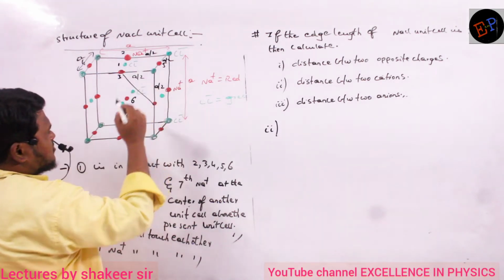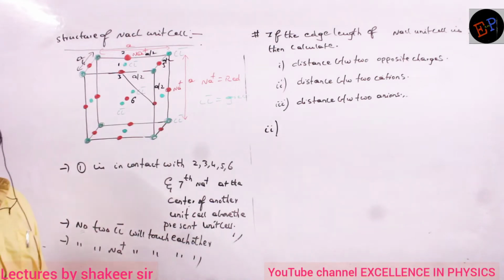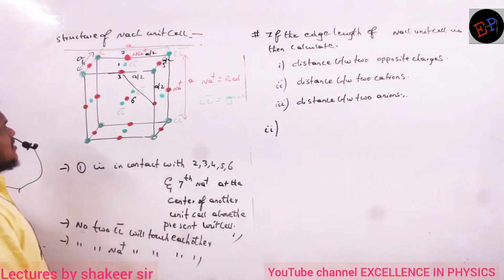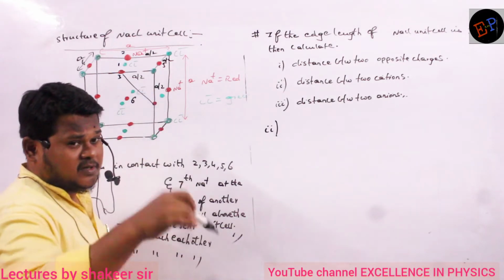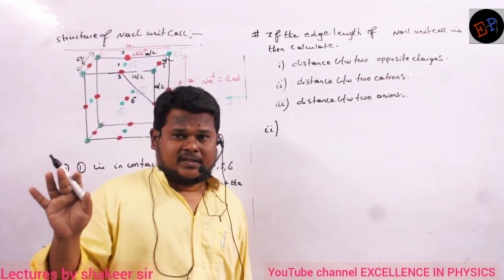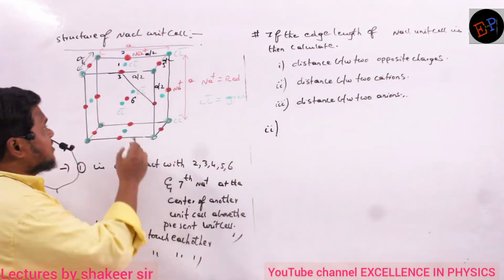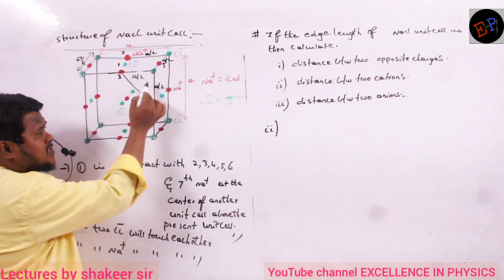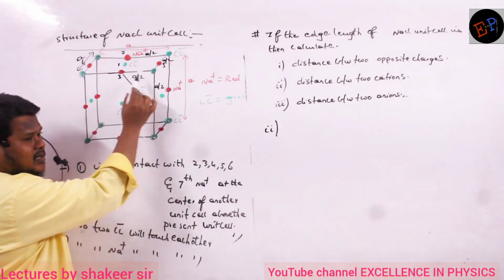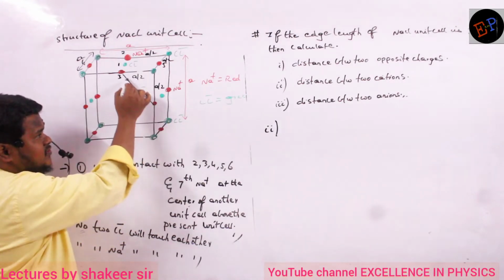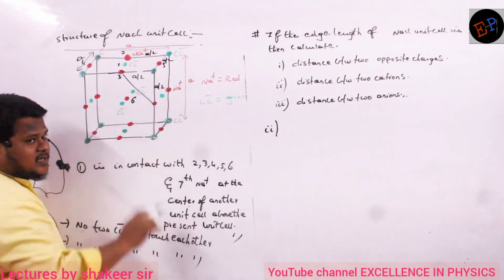I want this distance. That distance will be the shortest distance. Are you able to understand? See, this Na+ and this Na+ are present on the edges which are present on the same face. This Na+ is present on the upper face, no? This Na+ is also present on the upper face. So the distance between these two will be the shortest distance. Are you able to understand?